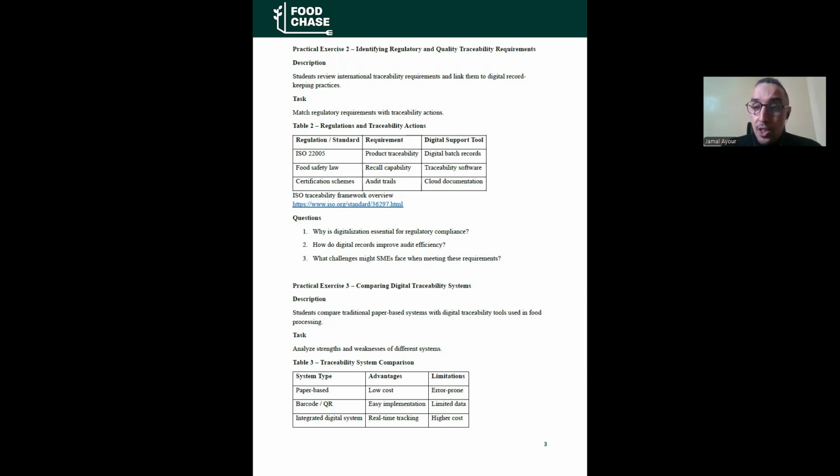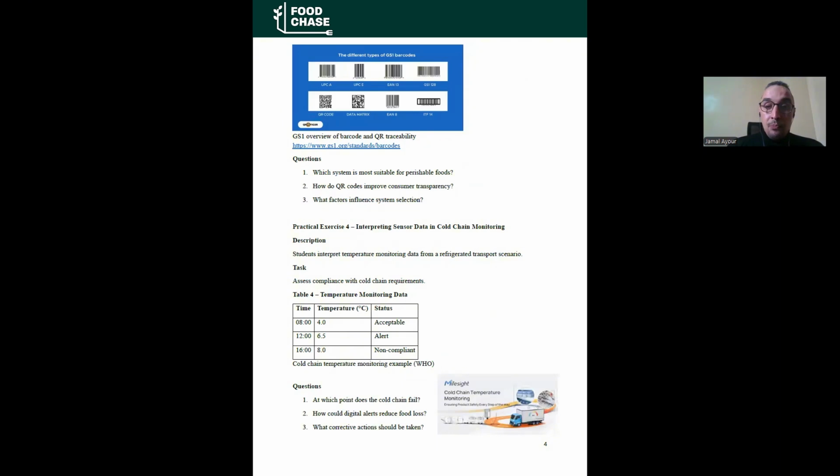And there are new tools regarding integrated digital systems that give more information with higher limitation. As you can see in this picture and in this link, I invite students and learners to consult this link to understand more about these new technologies for traceability and answer the question regarding exercise number 3: which system is most sustainable for perishable foods? How do QR codes improve consumer transparency, and what factors influence system selection?